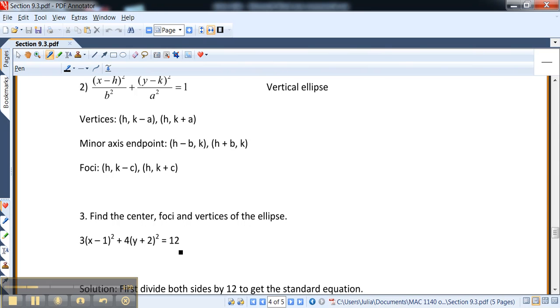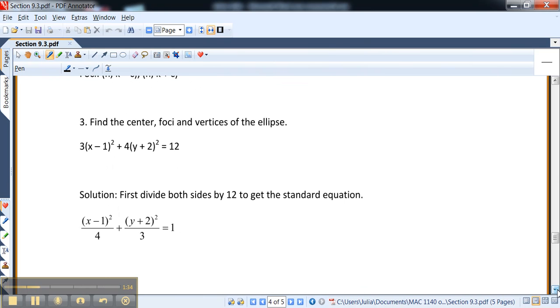And so we do that, and once we divide it by 12, notice how 3 divided by 12 is equal to 4 in the denominator, 4 divided by 12 is equal to 3 in the denominator, and that is actually equal to 12 divided by 12, which is 1. Now first we have to figure out the center. What do you think the center would be? If you think it would be the opposite of these coordinates, you are correct. It actually would be (1, negative 2).